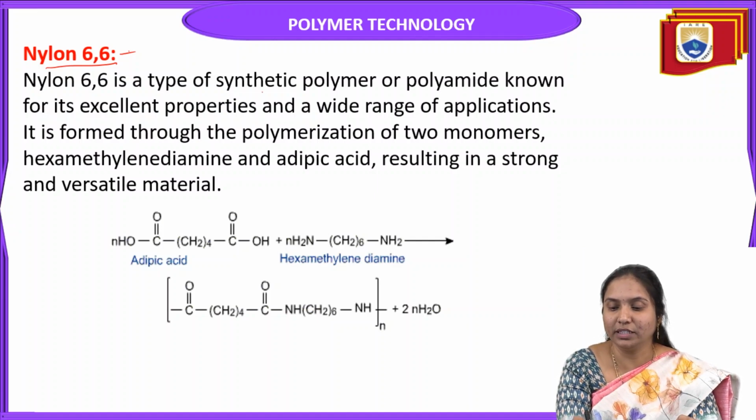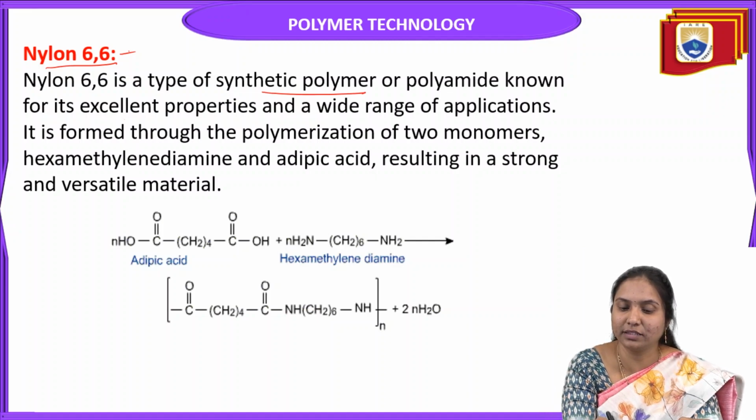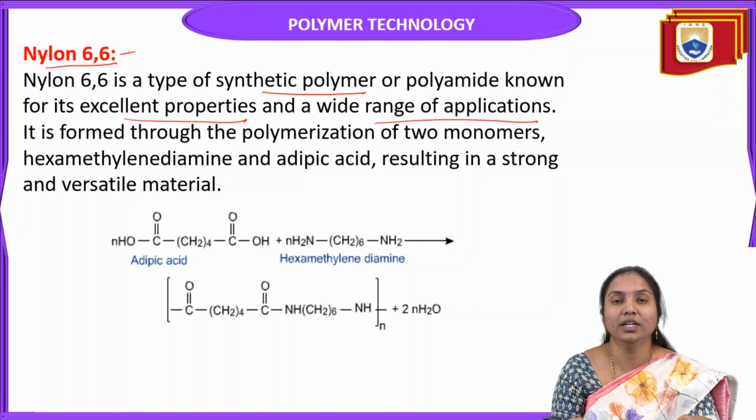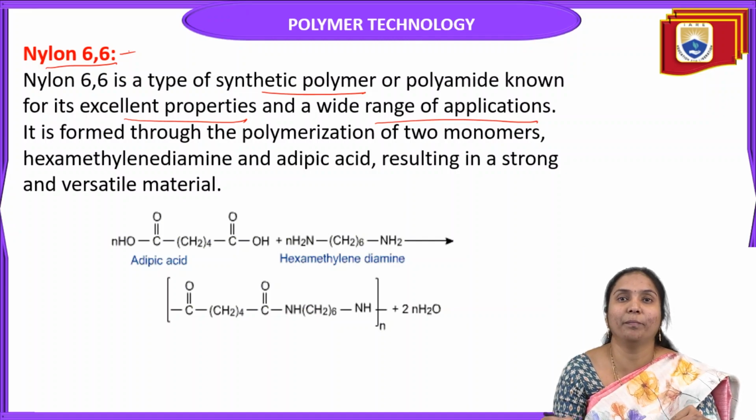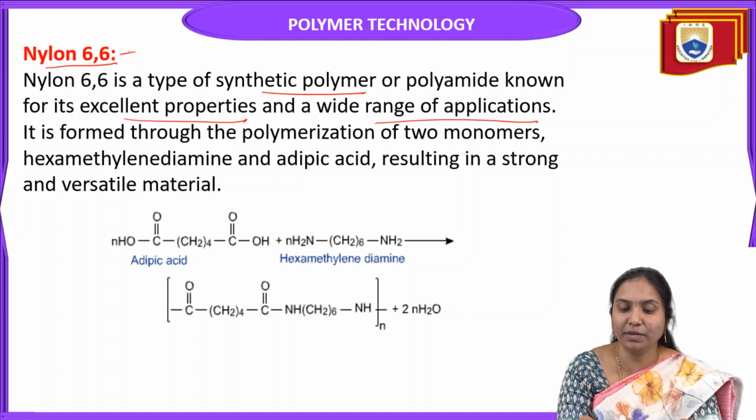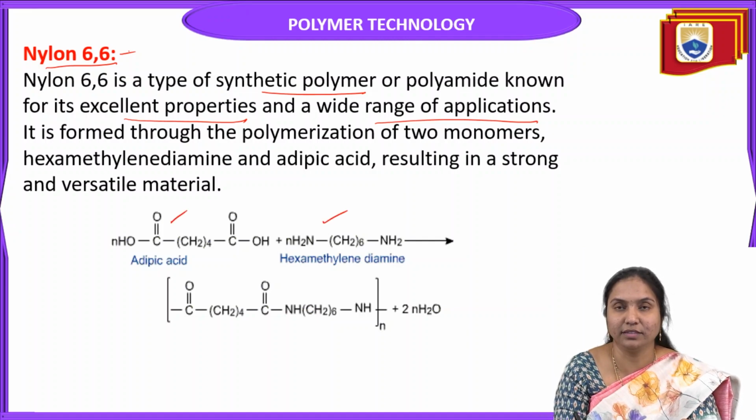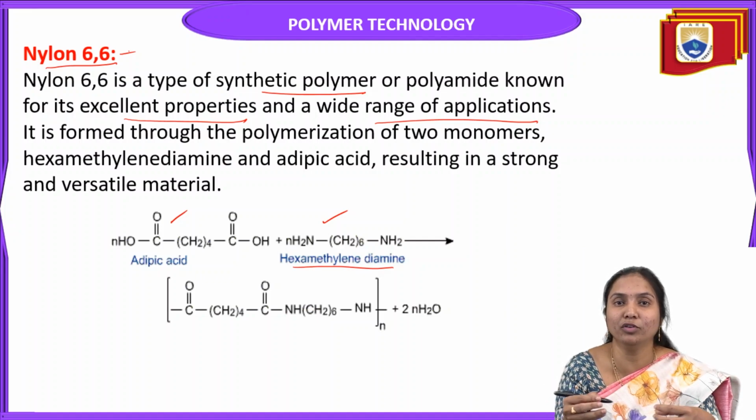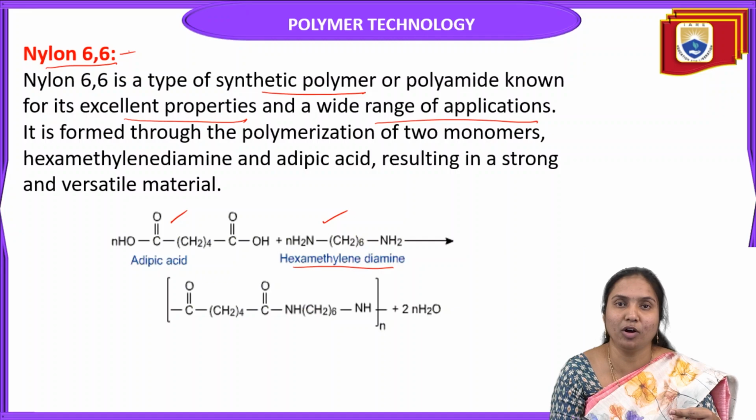It is a type of synthetic polymer or synthetic fiber, a polyamide, known for its excellent properties and wide range of applications. It is formed through the polymerization of two monomers, hexamethylene diamine and adipic acid. It is formed by two different types of monomers. Already we discussed that a large number of monomers chemically reacting form synthetic polymer, right?